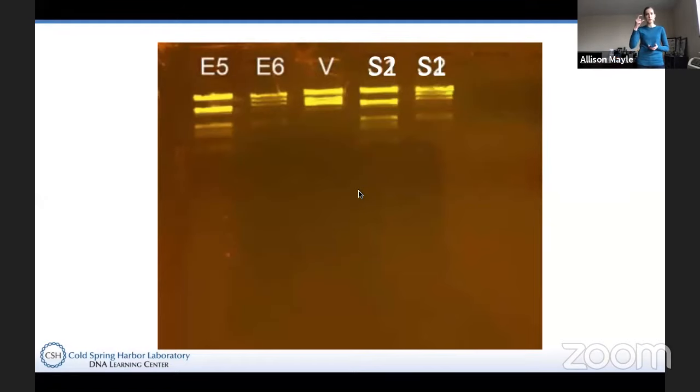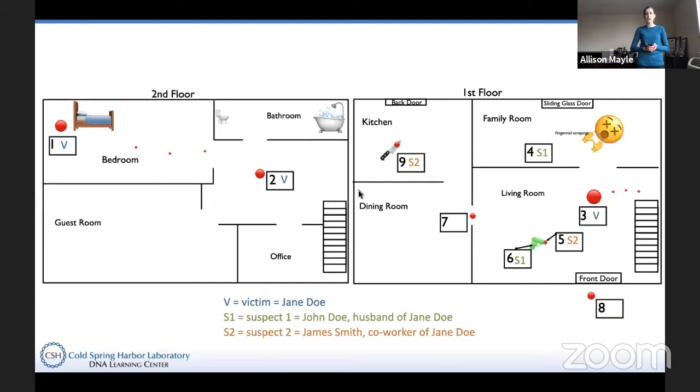Okay, so no problem. But we can match evidence 5 now to suspect 2, right? We see those 2 bright bands at the top spaced out and more bands going down below. And then how about evidence 6? Does it look like victim that it's right next to? No. Does it look like suspect 2? Also no. That one looks like suspect 1, which is in this case on the far right-hand side. So we'll add those labels here.